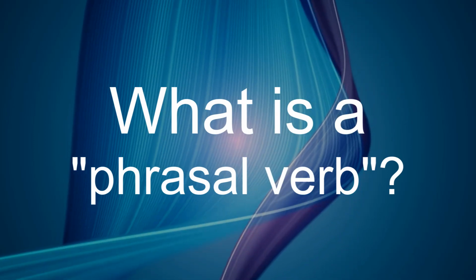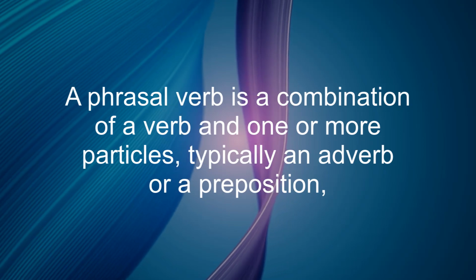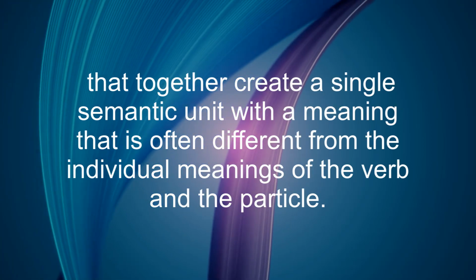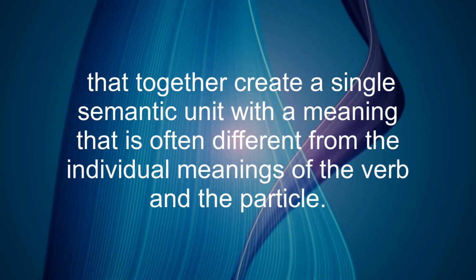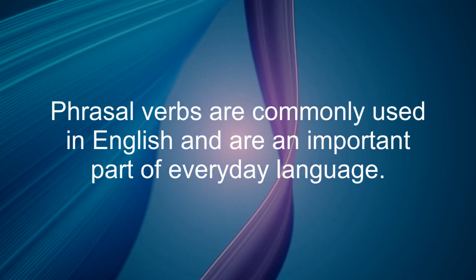What is a phrasal verb? A phrasal verb is a combination of a verb and one or more particles, typically an adverb or a preposition, that together create a single semantic unit with a meaning that is often different from the individual meanings of the verb and the particle. Phrasal verbs are commonly used in English and are an important part of everyday language.